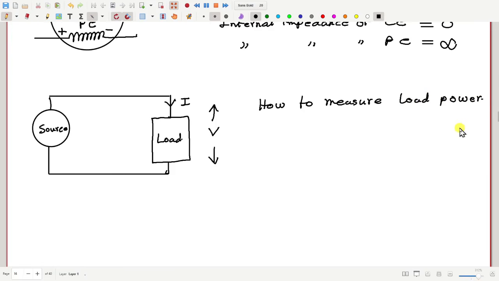Okay, so load power is basically what? The product of load voltage and load current. I also have to mention the direction of voltage and current I am talking about, otherwise it's incomplete. So I am talking about the voltage with this sense, plus above, minus below, and current from top to bottom. Then the electrical power consumed by load is equal to V into I, this voltage and this current.